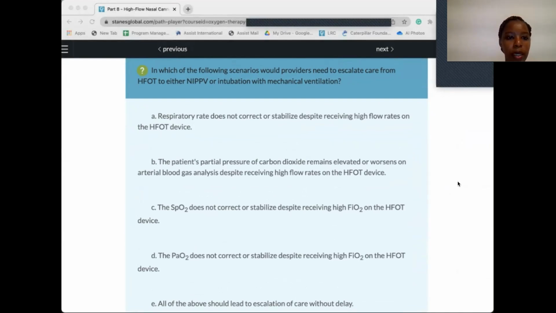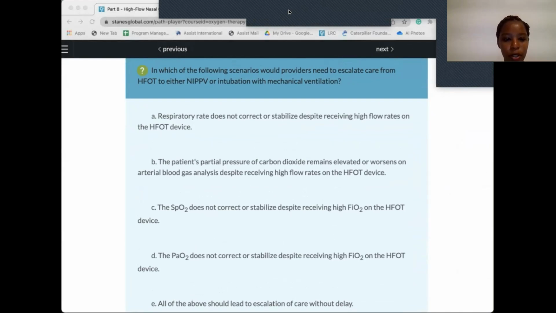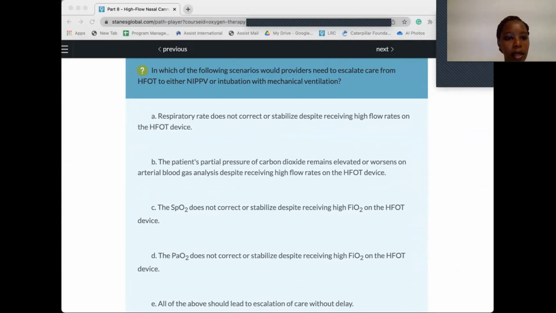So, in which of the following scenarios would providers need to escalate care from high flow oxygen therapy to either non-invasive positive pressure ventilation or intubate with mechanical ventilation? So in which of these scenarios do you think, after maybe we've put the patient on high flow oxygen therapy, do we need to escalate? Because there are times where it's not enough. So in which scenario do you think we should escalate?